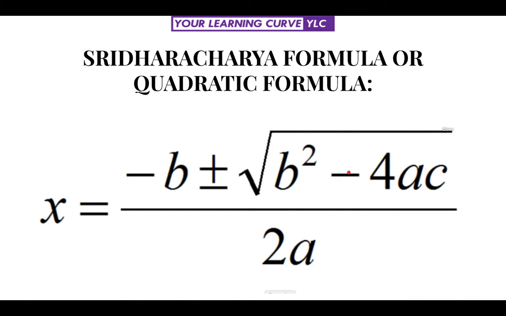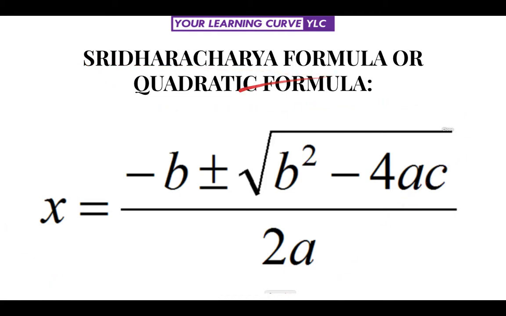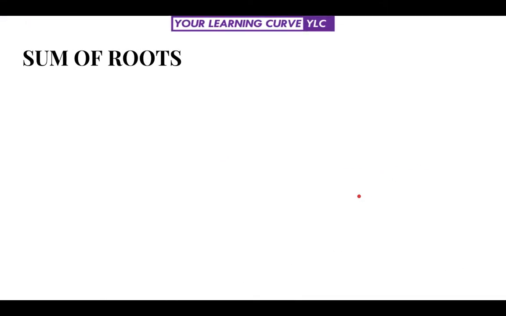One root is named alpha, one root is named beta. It doesn't matter what name you are giving it. The most important thing is you have to remember this formula. This formula is called Shridharacharya formula or quadratic formula. You have to remember this formula throughout. Now let's move on to the second important thing.